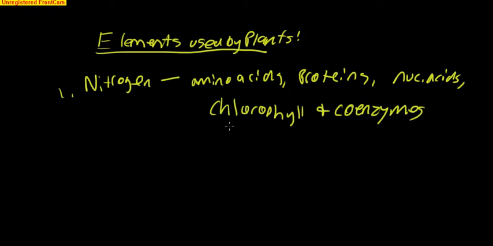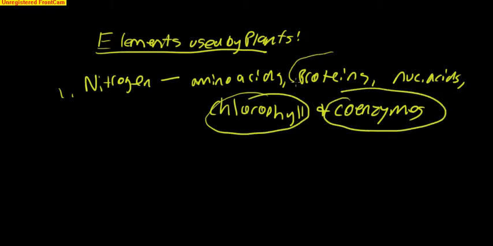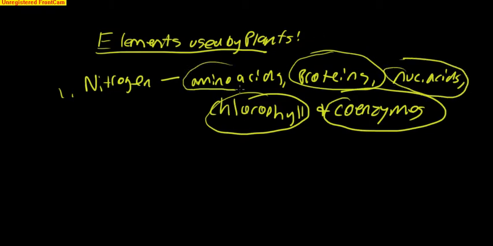Well, you die. You turn light green to yellow on the lower leaves, and there's little growth. Why? Because you won't have any sunlight usage. You won't have any enzymes. You won't have proteins. Goodbye, nucleic acids. And then amino acids go out the door too. So nitrogen is pretty important.